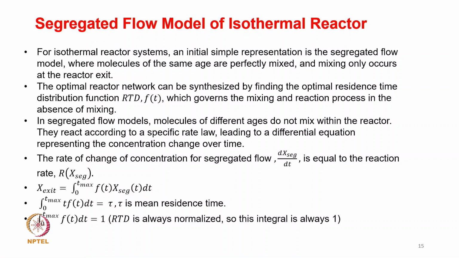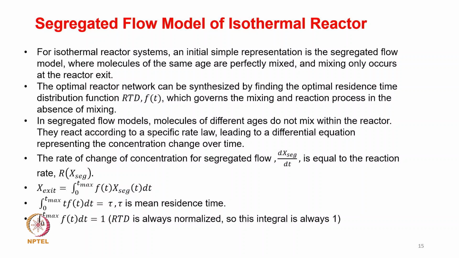So what is a segregated model of an isothermal reactor? For an isothermal reactor system, the initial simple representation is a segregated flow model, where the molecules of the same age are preferably mixed, and mixing occurs only at the reactor exit. The optimal network can be synthesized by the optimal residence time distribution function, f of t, which governs the mixing and the reaction process. In segregated models, molecules of different ages typically do not mix in the reactor. They react according to a specific rate law, leading to the differential equation representing the concentration over time.